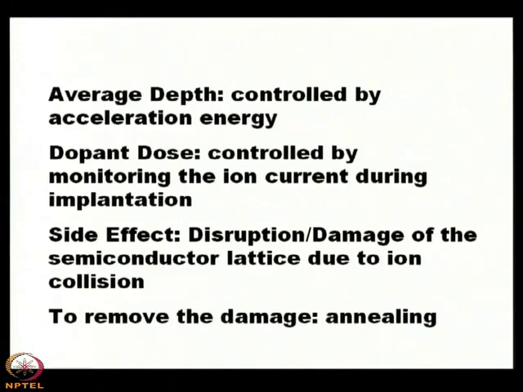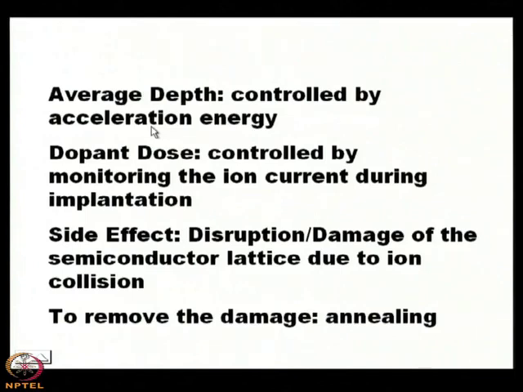Now, you want to make a junction. So, what should be the junction depth from the surface, and how can it be controlled? It can be controlled by the acceleration energy. It can be 10 keV, it can be 100 keV, it can be 1 MeV. So, depending on the acceleration energy, the ions will travel a distance inside the material. And the dose will be controlled by monitoring the ion current during implantation.